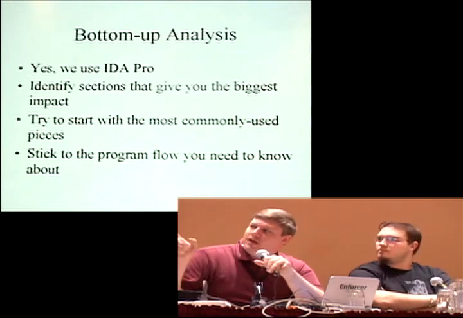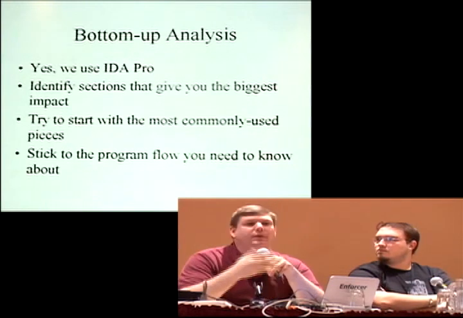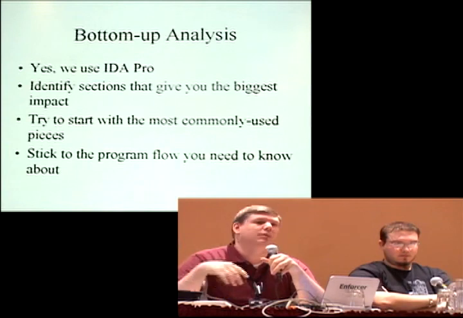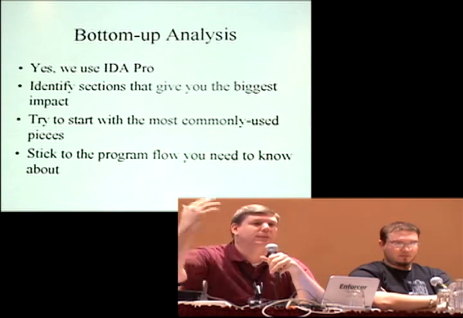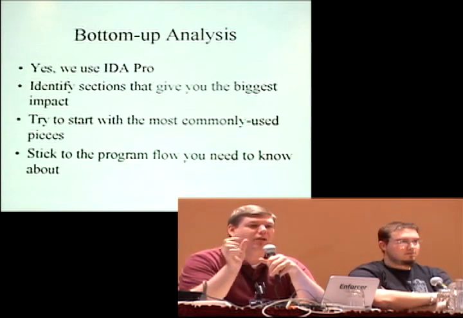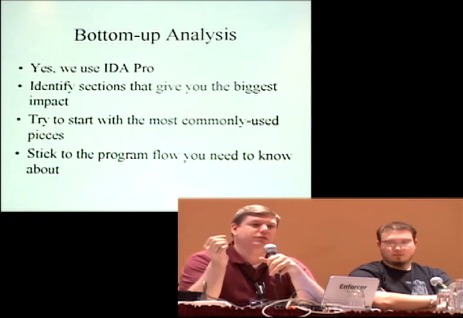The keys to using IDA Pro effectively or quickly are to identify the sections of code that give you the biggest impact. For example, the library functions, the imports. You want to make sure you have all those well identified, because those are going to be called hundreds and hundreds of times by other pieces of the program. And you'll find that having a library named, if you can see that it's a string copy or a string cat, that immediately gives you huge clues as to what this piece of code is doing.